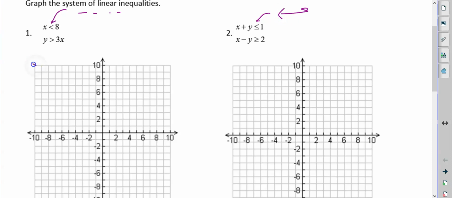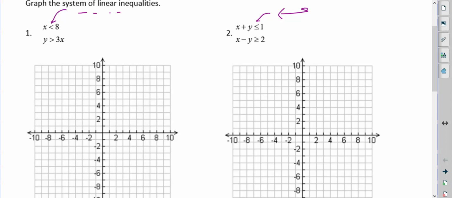And remember, if you ever accidentally draw a line when it should have been dashed, you could also just go back and erase. You don't have to erase everything. You can just make your own dotted line. Don't worry about it. It doesn't have to be perfect, just so you show the idea that it's dotted.